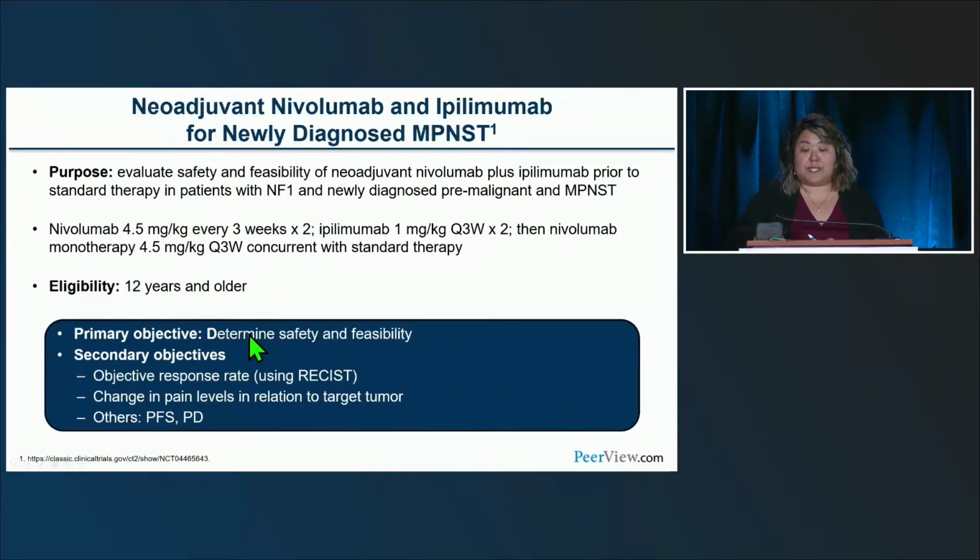There are also ongoing studies. I'll just highlight a couple. So there's the neoadjuvant use of nivolumab and ipilimumab for newly diagnosed MPNSTs. And this is a phase 1 trial for kids 12 years and older, looking again first at safety and feasibility, and then possibly also looking at objective response rate as well.